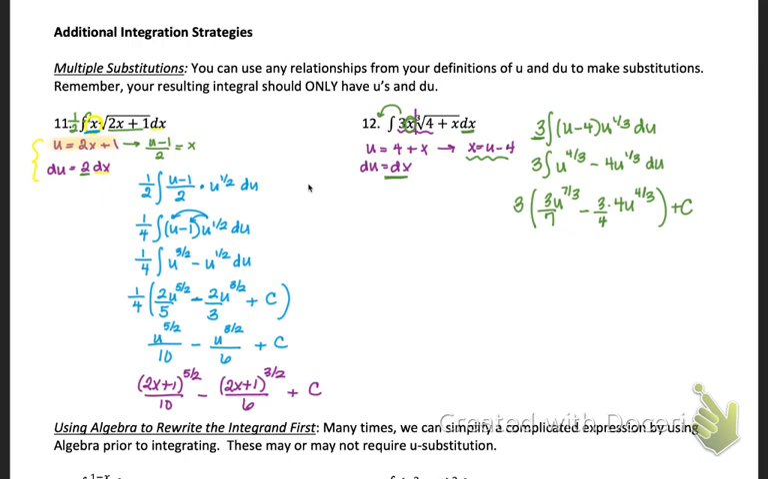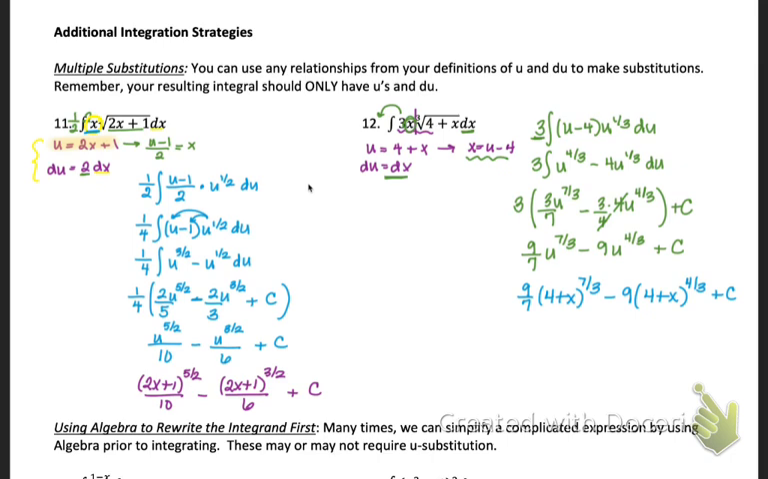Now, the second one is really nice. The 3/4 cancels out the 4, and the 3/4 is from dividing by the new exponent 4/3. And so now when I distribute, we're going to get 9/7 u to the 7/3 minus 9 u to the 4/3 plus c, and now we can put our u back in, which was 4 plus x. So 9/7 times (4 plus x) to the 7/3 minus 9 times (4 plus x) to the 4/3 plus c.